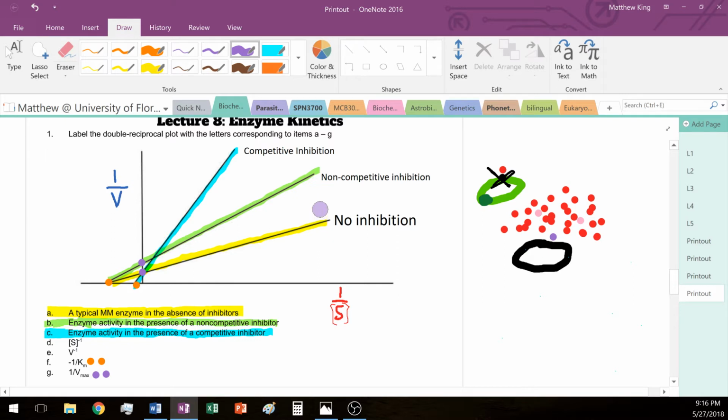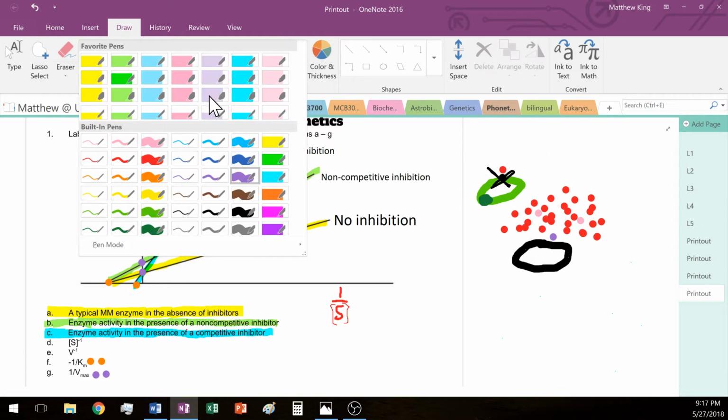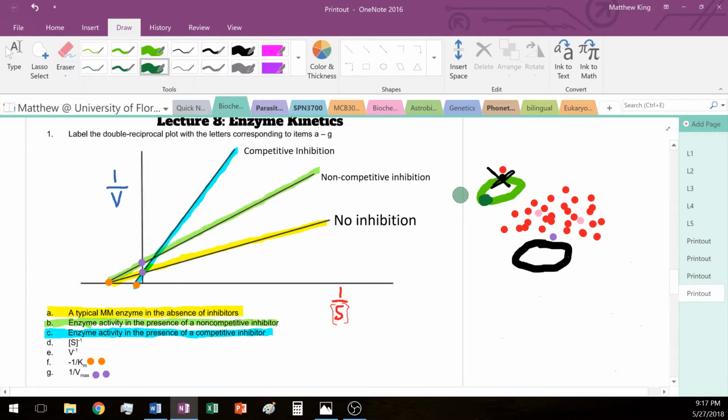And why is this the case? It goes back to our drawing up here, and I know these aren't super pretty, but I hope they get the point across. In our drawing up here, this dark green is representative of the non-competitive inhibitor. So it binds to some other site on the enzyme. It does not bind to the active site. It's not like the competitive one over here, where they both bind to the active site. This binds somewhere totally different from the active site.